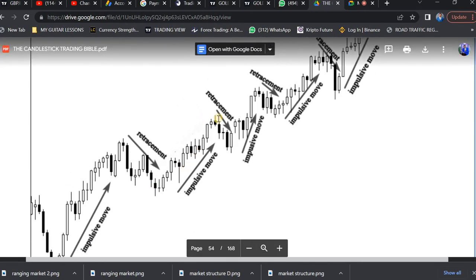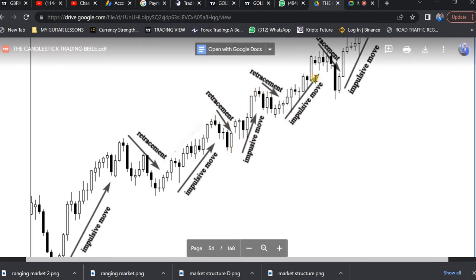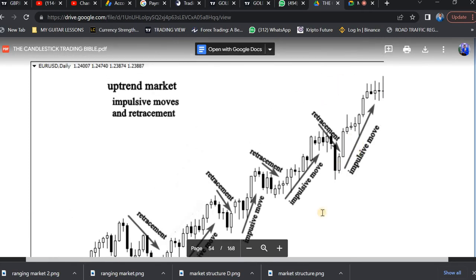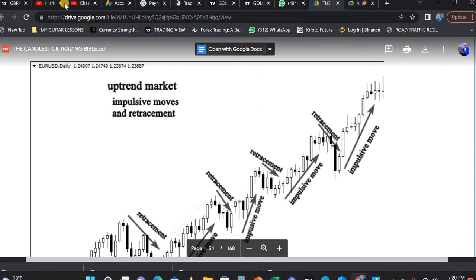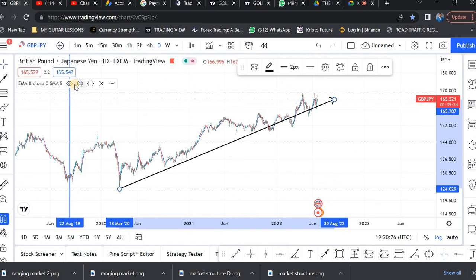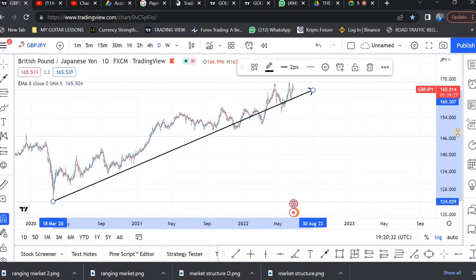Okay, there will be another impulsive move upward. Then the market will retrace. Then impulsive move, retracement, impulsive move, retracement, impulsive move, and retracement. So the market will be moving in that order. It does not move in a linear line. It moves in a zigzag way. So I'm going to show you how this upward trending market moves.